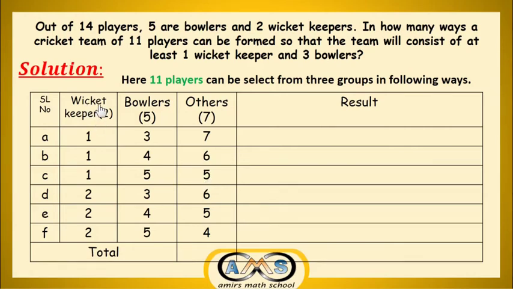Here the total number of wicket keepers is 2, so we can select 2 wicket keepers also. So 2 wicket keepers, 3 bowlers, 6 others. 2 wicket keepers, 4 bowlers and 5 others. And 2 wicket keepers, 5 bowlers and 4 others.